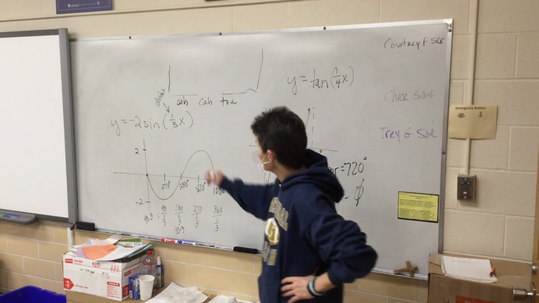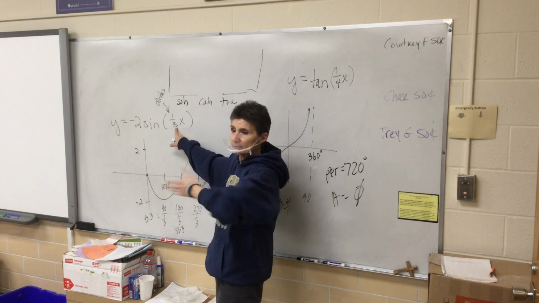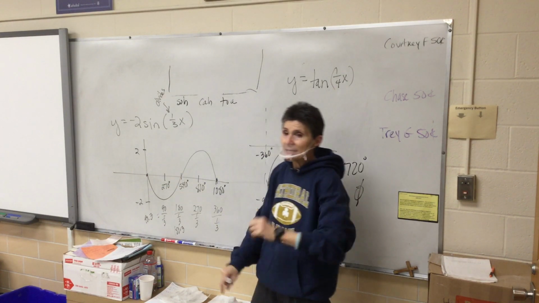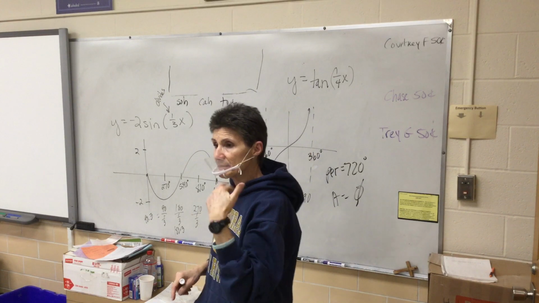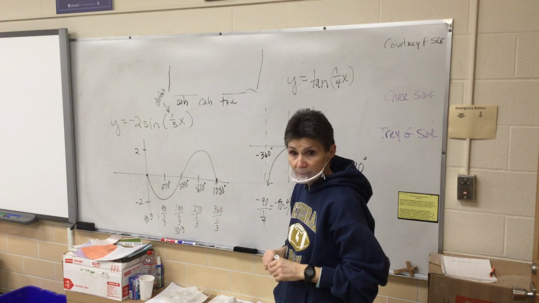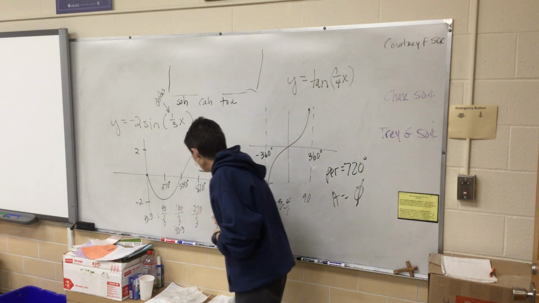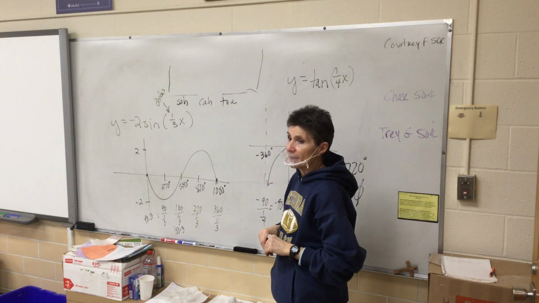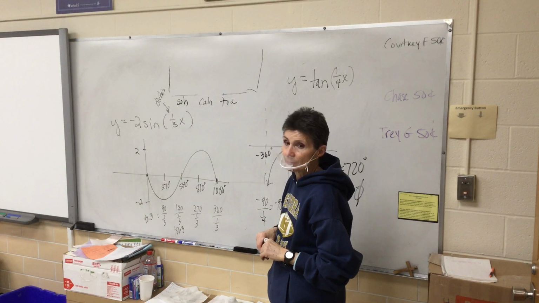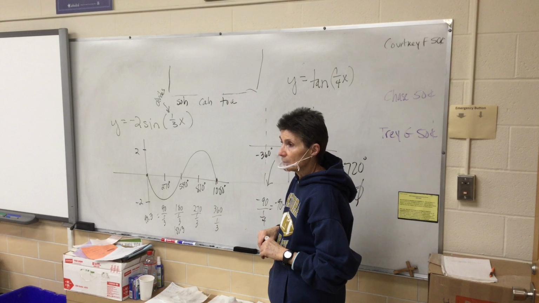Dividing by a third. This number right here always divides. Dividing by 1/3 is the same as timesing by 3. So I took all my normal labels and times them by 3. Okay?